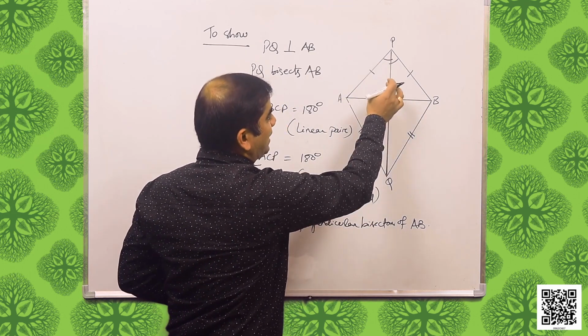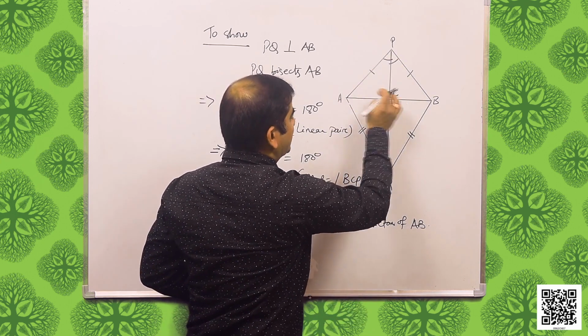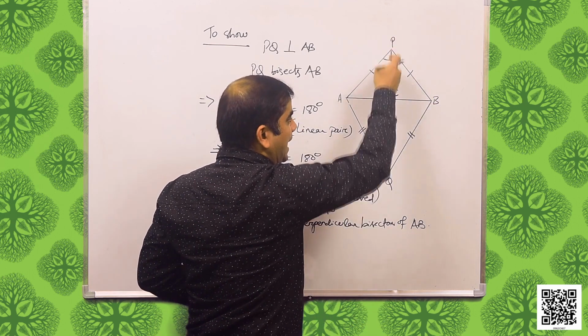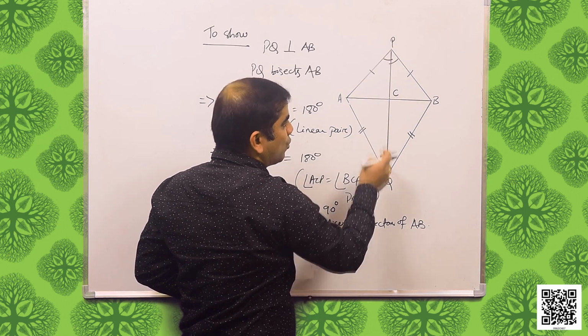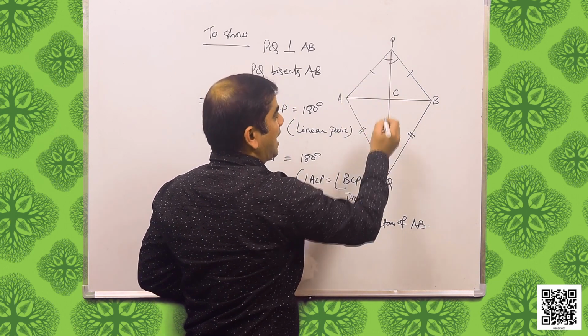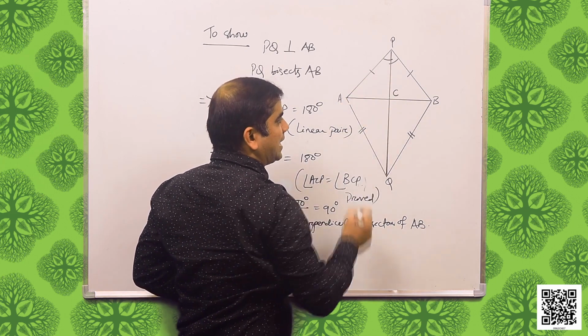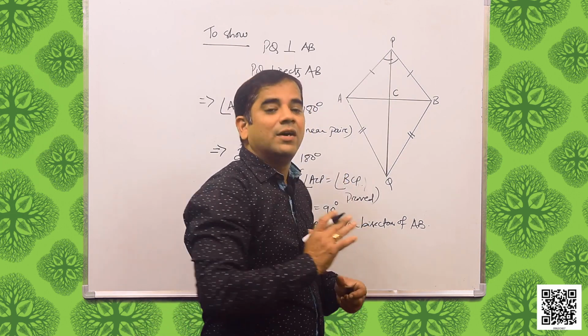We have also proved that angle ACP is a right angle. That means C is the midpoint of AB. When I extend PC, it reaches Q. So PQ is the line segment which is bisecting AB at point C, and as angle ACP is 90 degrees, that means PQ is the perpendicular bisector of AB.